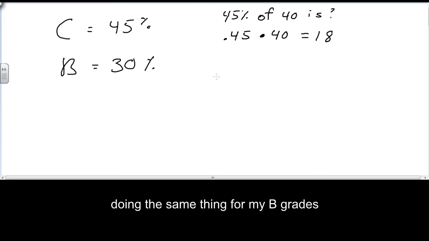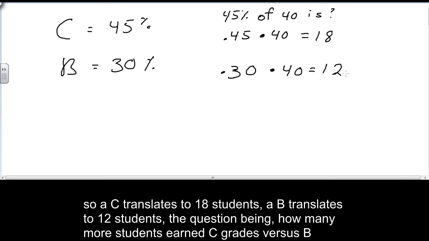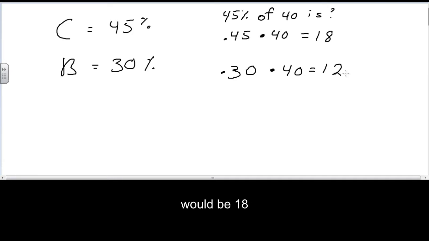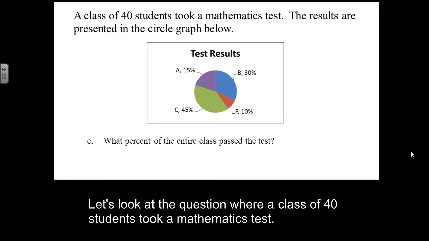Doing the same thing for my B grades, 30% of 40 translates to 0.3 or 0.30, either one, times 40 students. And when I do that, I end up with 12. So a C translates to 18 students, a B translates to 12 students. The question being, how many more students earned C grades versus B grades? And that would be 18 minus 12 for 6, or specifically 6 students.